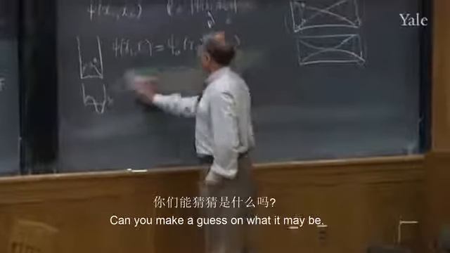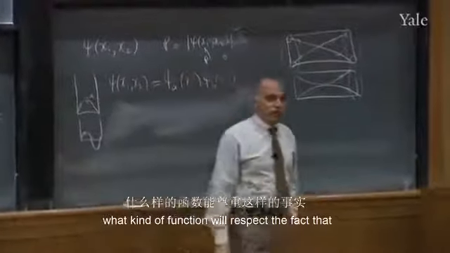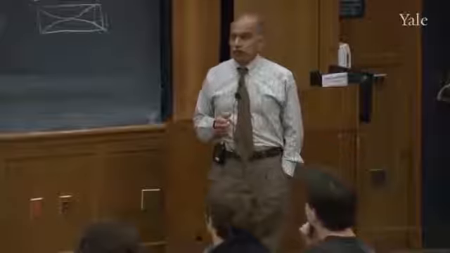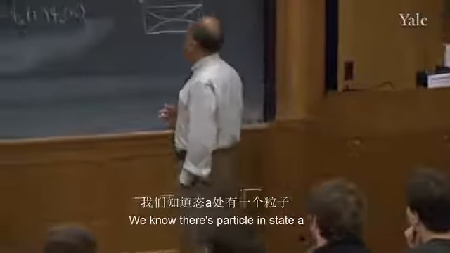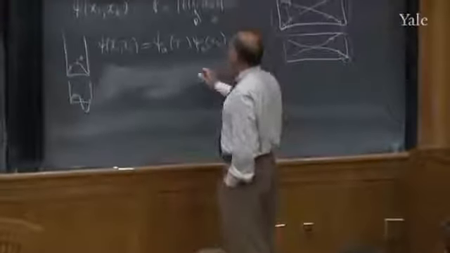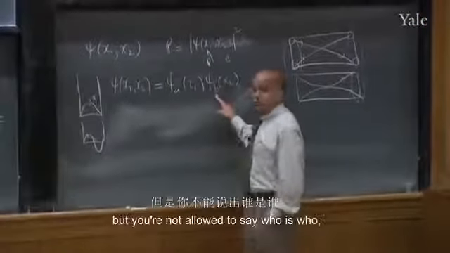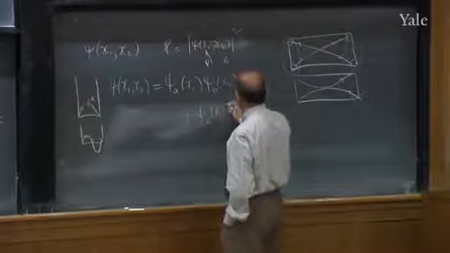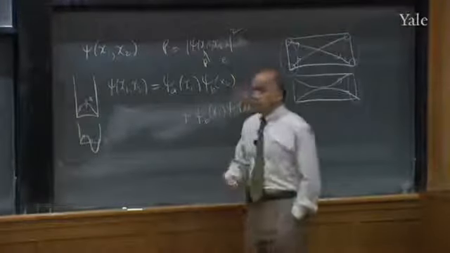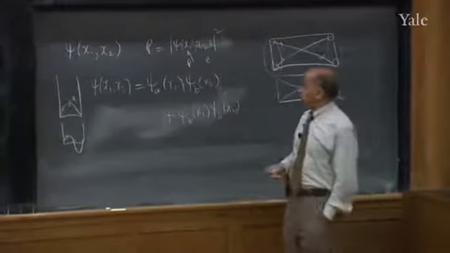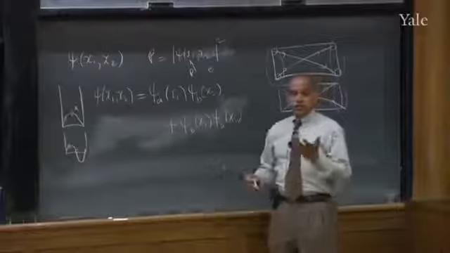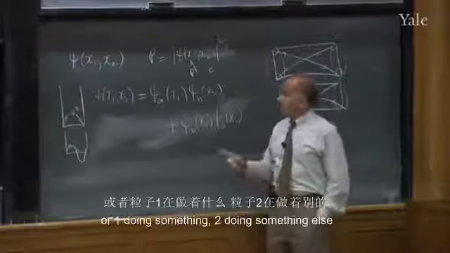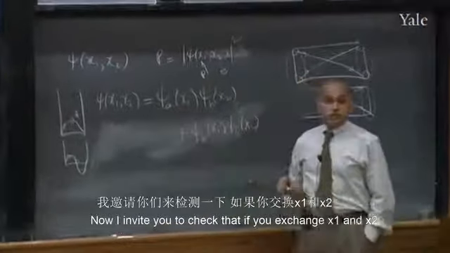Can you make a guess on what it may be? What kind of function will respect the fact that if you swap the coordinates, probabilities don't change? We know there's a particle in state A and a particle in state B, and they're identical. This says particle 1 is in A and 2 is in B, but you're not allowed to say who is who. So the correct answer is, you can also do this. Look at this function now. Here it's a quantum mechanical superposition of 1 doing something, 2 doing something else, plus the opposite. You add them together. Now I invite you to check what happens if you exchange x1 and x2.